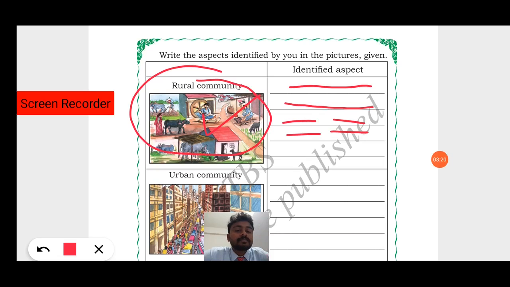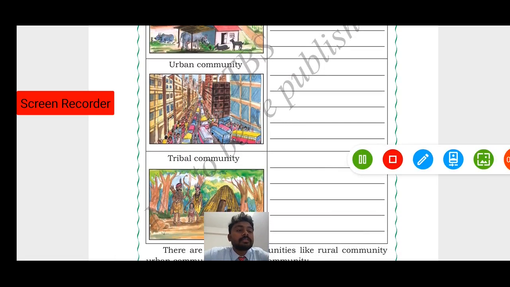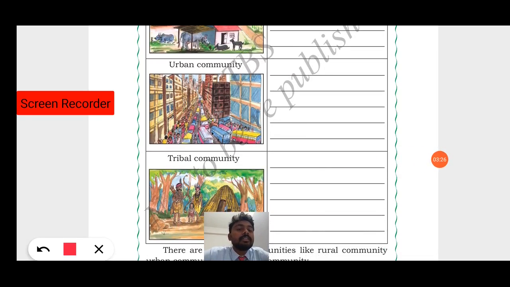Okay. See the second picture, second column. What is that? That is urban communities. In the urban communities, meaning city area, you can see the buildings, human beings, cars, buses, and road. Yes or no? So you write first of all human beings.